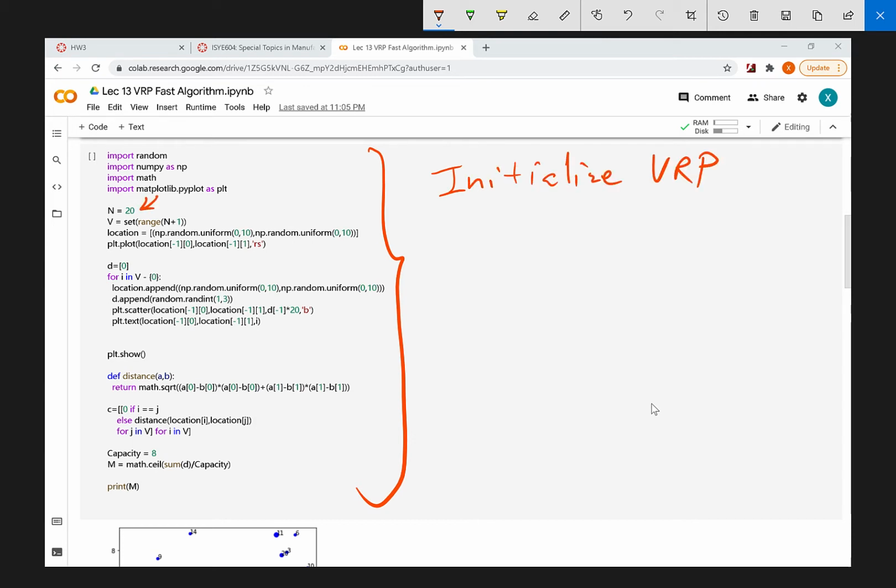In this illustration, we will have 20 customers and one depot, so there will be 21 nodes. We generate the locations from 0 to 10, uniformly distributed. The demand we generate with uniform integers from 1 to 3. We assume the capacity of each truck is 8, and the number of trucks needed can similarly be calculated as the ceiling of the summation of demand over capacity.